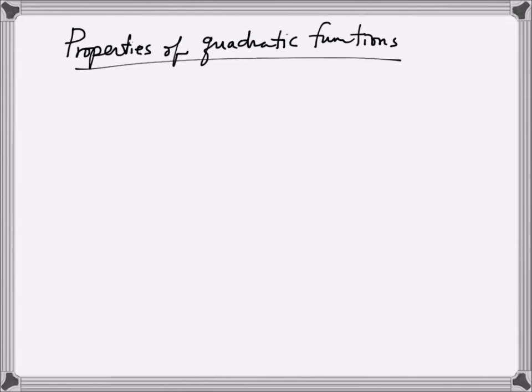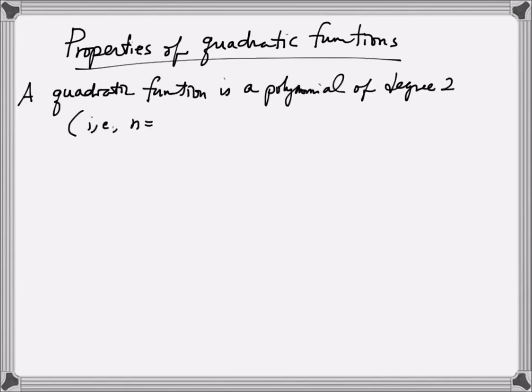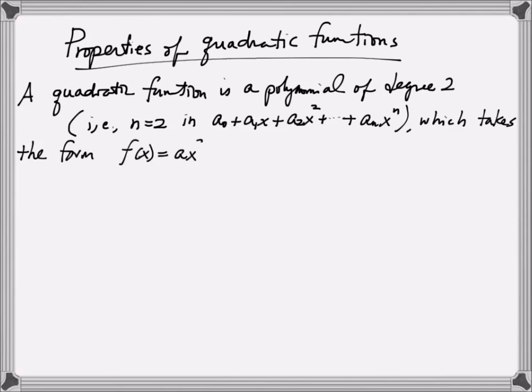In this video lesson today, we'll look at properties of quadratic functions. A quadratic function is a polynomial function of degree 2, that is, n equals 2 in the expression of a polynomial function, which takes the form of ax squared plus bx plus c, a is not equal to 0. We require that a is not equal to 0 to make sure we actually have a quadratic function.